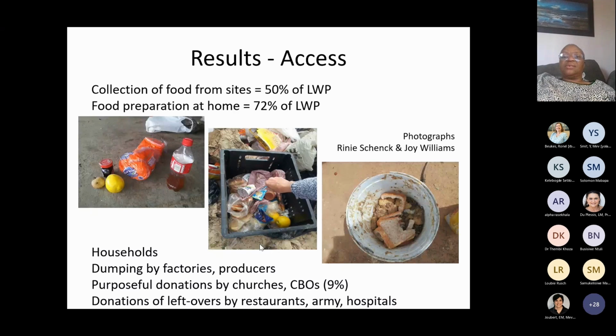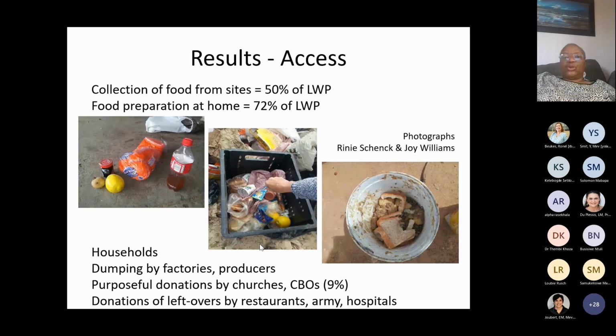So on 11, next slide, they said that 50% of them reported that they collect food from the landfill sites, and 28% said it was their only food source. The images on this slide provide some indication of the food collected. You can see the SSBs and some other food items.